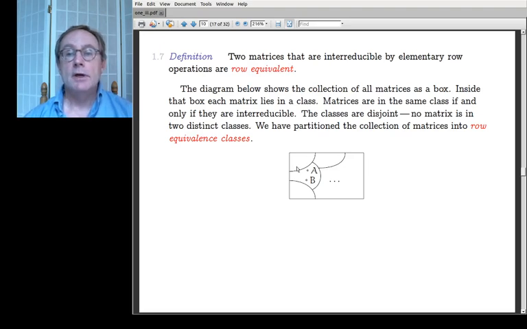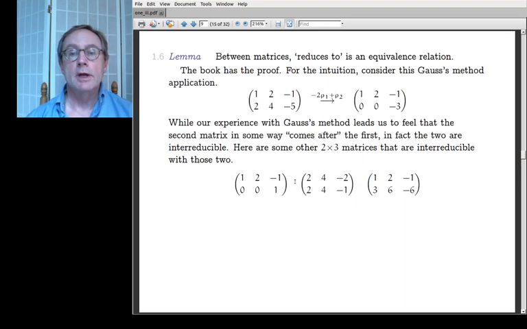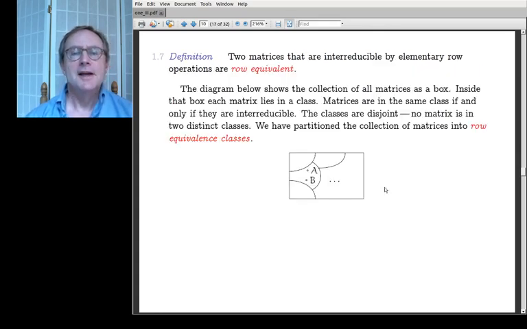The picture to have here is that I've broken the collection of all matrices, on the previous slide 2 row, 3 column matrices, but here I could have all matrices, up into different equivalence classes. Inside of a particular class are matrices that are equivalent to each other. So on the prior slide, I had 5 matrices. All of them go in the same class. They all can be interrelated to each other. Isn't that a terrible phrase? So I could stick all 5 of those matrices in this section here, and they're all row equivalent.